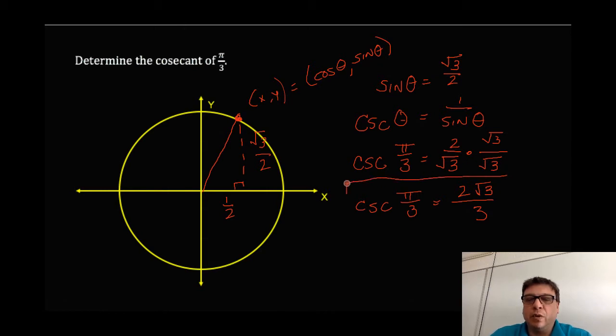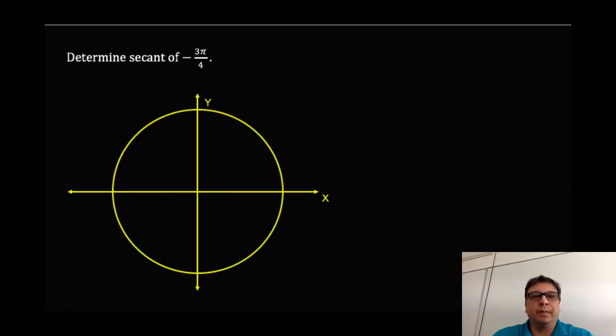So we go through and we figure out first with our drawing, our reference triangle, what the side lengths are, and then from there we can figure out what our other values are. All right, let's try another example.